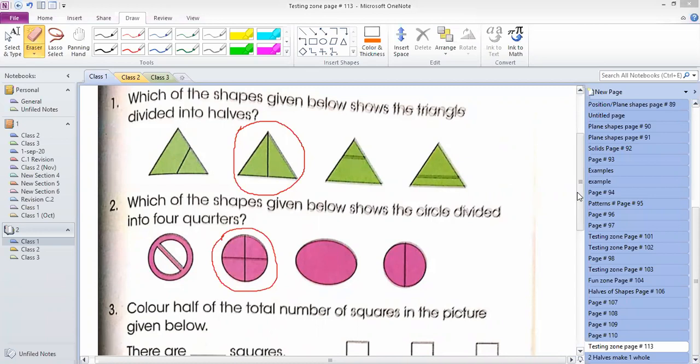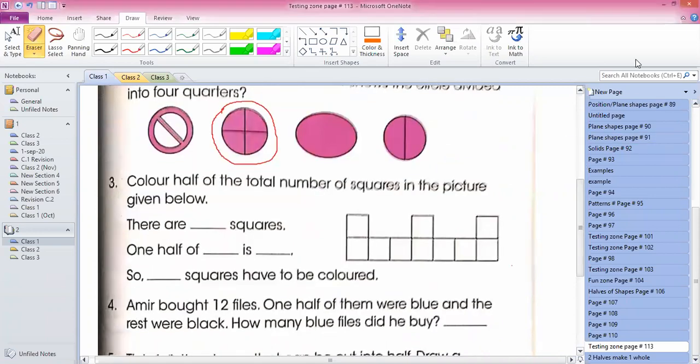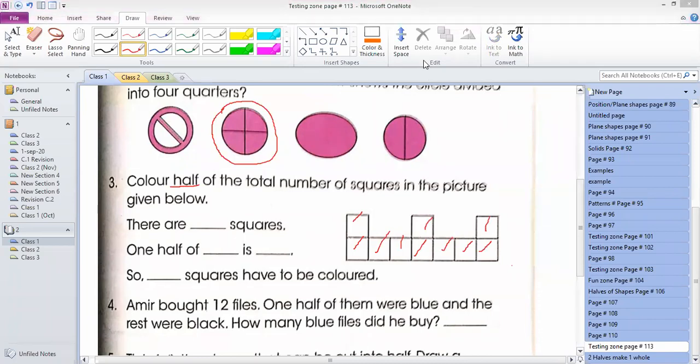Question number three, guys. Now stop sending messages in the chat box because I'm going to tell you some important thing. Question number three is telling you to color half of the total number of squares in the picture given below. I'll tell you what is the half. First, you have to count the number of squares. How many squares are there? 1, 2, 3, 4, 5, 6, 7, 8, 9, 10. Yes, guys, how many total squares are there?